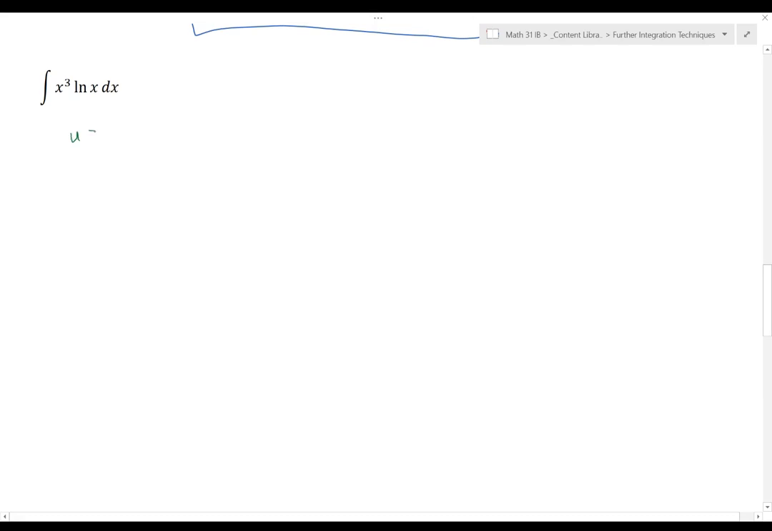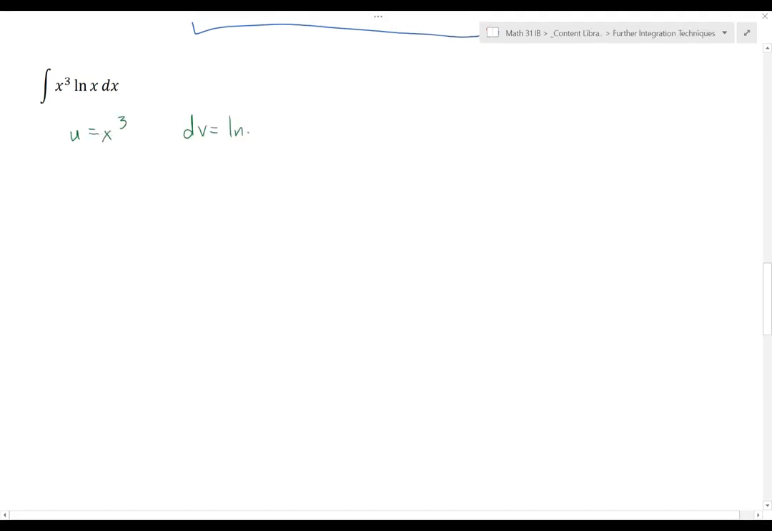But actually, no, because if I set out to do that this first time, if I said, well, u equals x cubed and dv equals ln of x dx, I run into problems right away because I can't integrate ln of x. I don't know off the top of my head what its integral is. So I actually need something different.